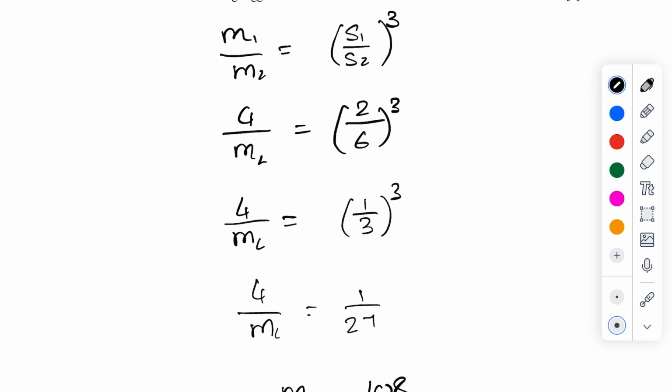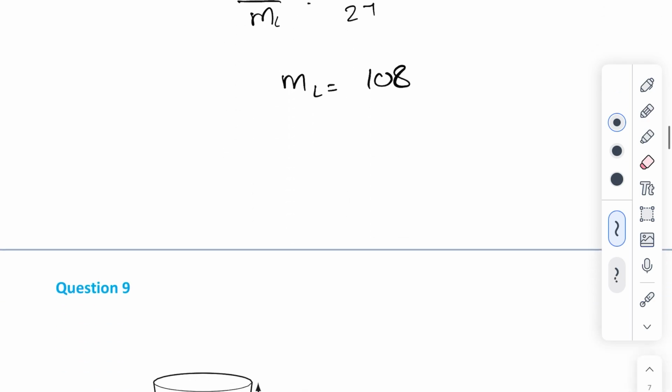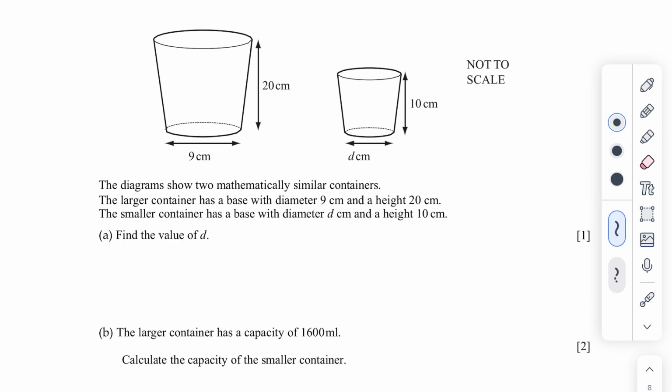Mass and volumes are related to each other, because from physics you know that mass equals volume times density. So instead of doing it that way, we can remember that mass and volume are related to each other, and we are going to use the same formula. Mass of the smaller one divided by mass of the second one equals side of the smaller one divided by side of the second one whole cube.